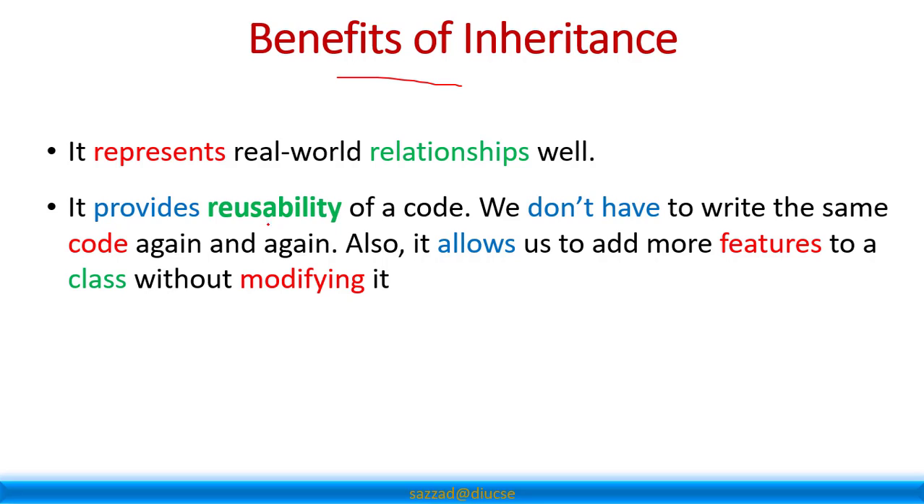It provides reusability of the code. We don't have to write the same code again and again. Also, it allows us to add more features to the class without modifying it. As we can see from the example, we are accessing all the methods and properties that exist in the parent class from the child class, so we don't need to write those parts over and over again. And also we can add more features to the child class without modifying the parent class. So these are the advantages or benefits of inheritance.